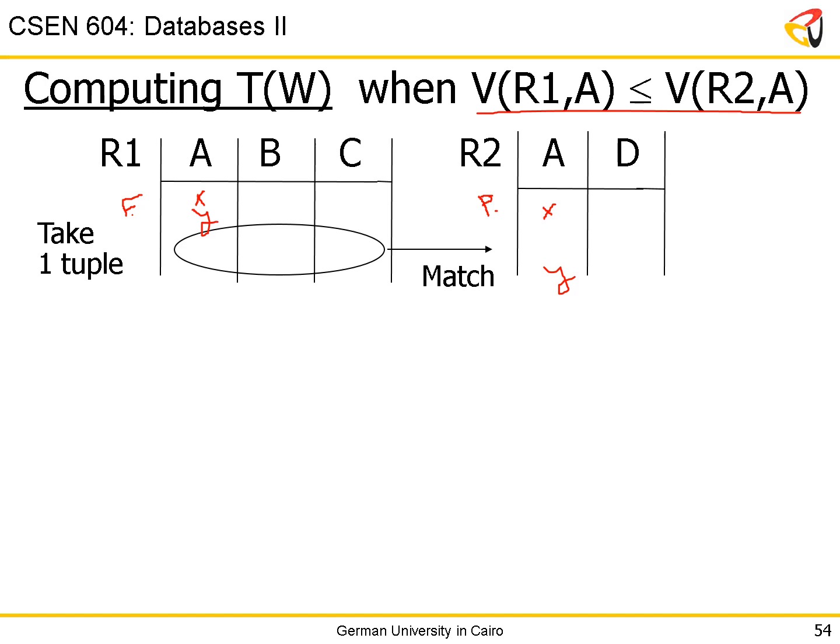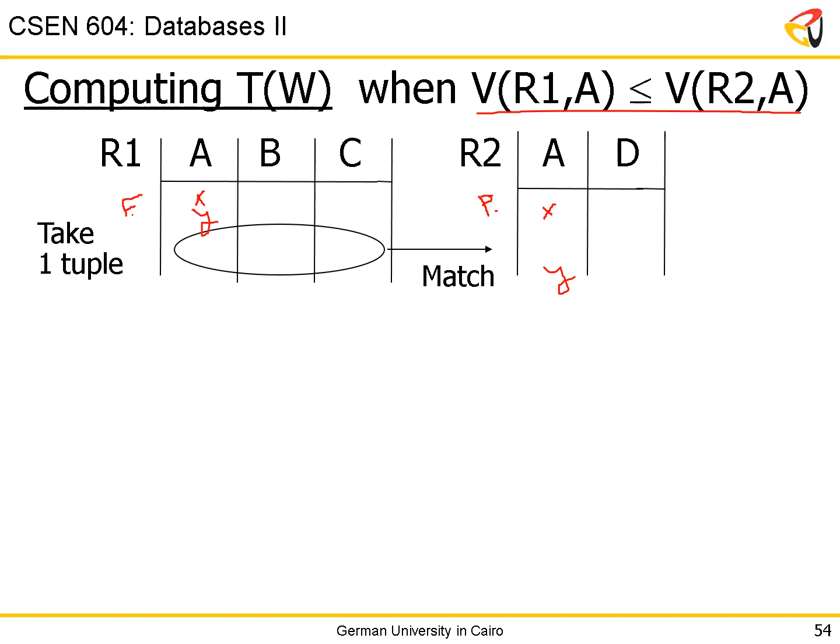If we find it, and we will indeed find it, because this is foreign and this is primary, when we find it, we have found one row in our result set. And then we go again and pick another value from here and search for it over here. And when we find it, we include it in our result set.